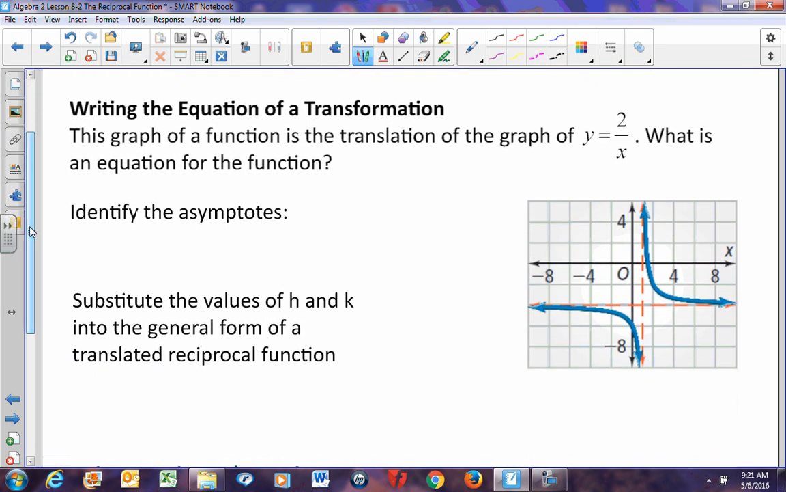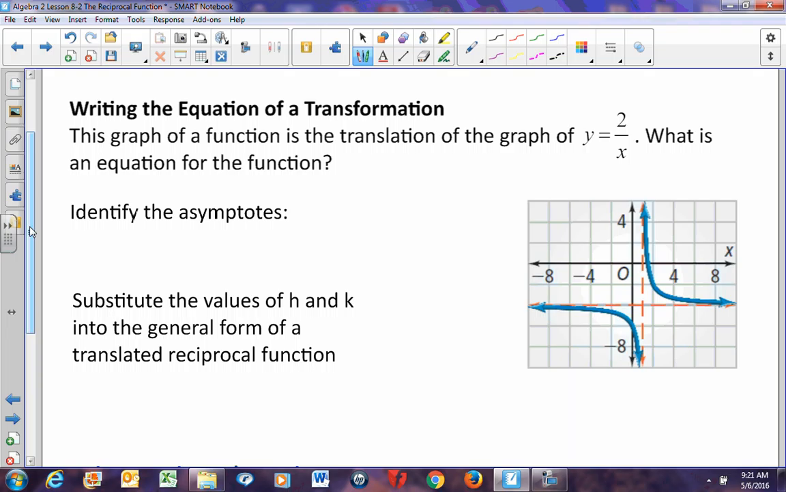This graph is a function of the translation of the graph y equals 2 over x. Okay? So it's been stretched a little bit. Okay? Because a is 2. And when a is greater than 1, it stretches by a factor of 2. Okay? So we are going to figure out the function, the equation for this.